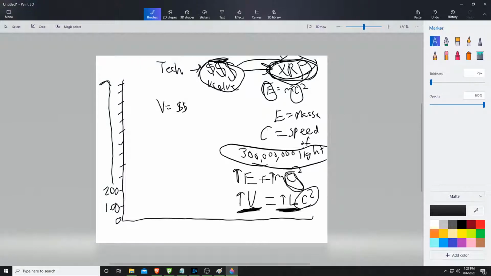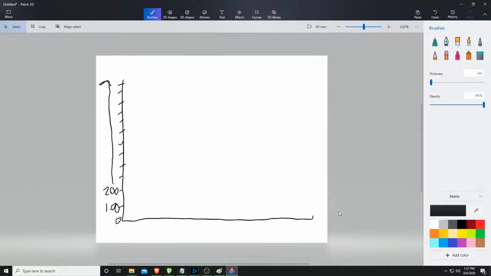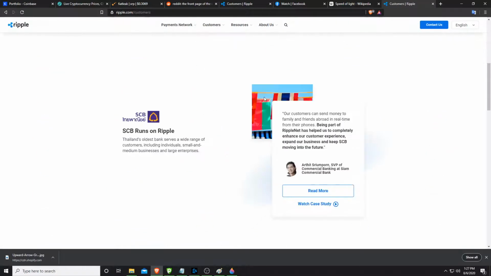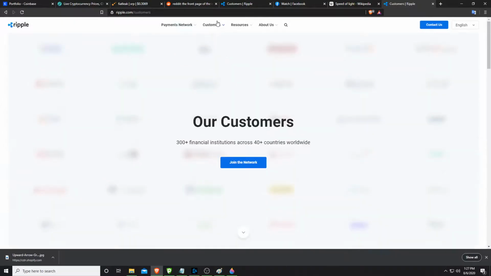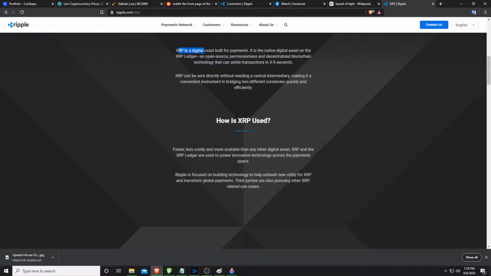So the reason I am telling you this is because XRP is a digital asset, a store of value that can settle transactions in 3 to 5 seconds.